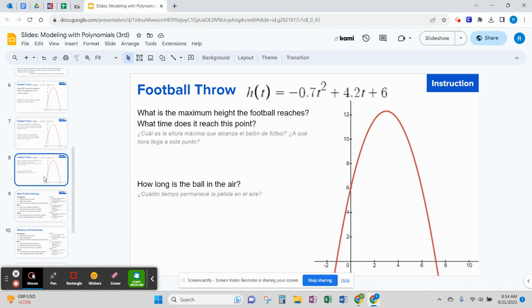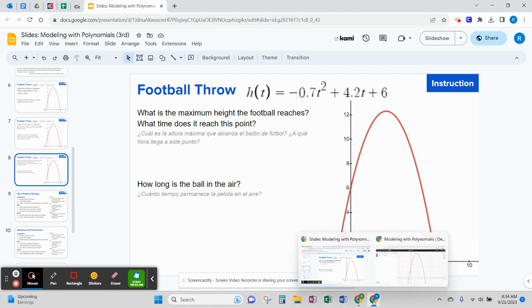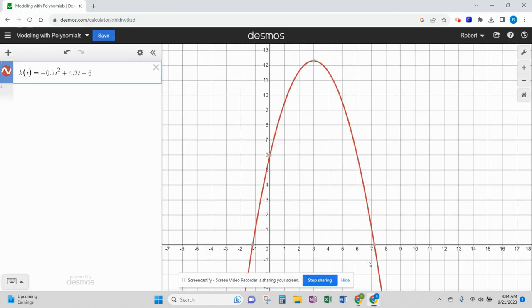So let's move on, just a couple more questions to answer. What is the maximum height the football reaches, and at what time does it reach this point? This one we are definitely going to want to solve graphically. So if I go back to my Desmos, we do the same thing we did before. If you click and hold and trace your finger up, we can reach that local maximum point. Looks like about right around 3 seconds.